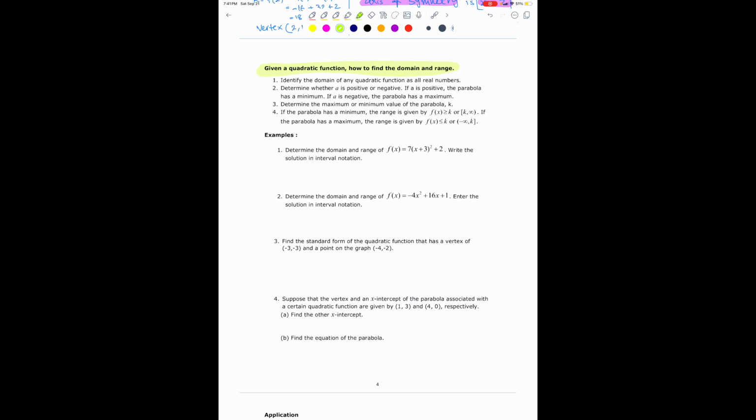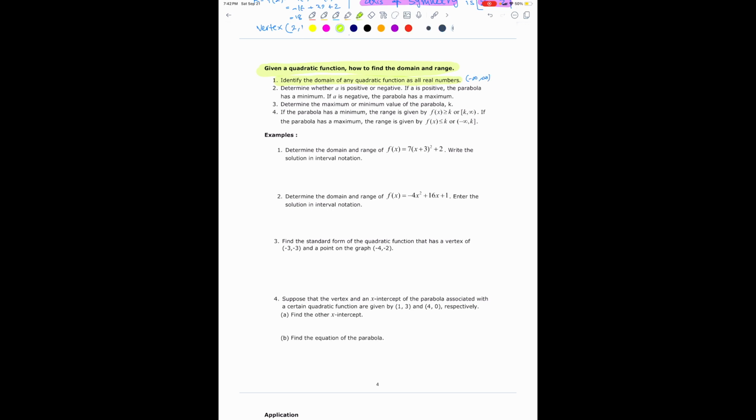When we find the vertex and determine if the parabola opens upwards or downwards, we will be able to determine the range algebraically as well as the domain. So the first step in order to determine the domain and range is to identify the domain of any quadratic function as all of the real numbers. That does not change. It's a fact. We know that the domain of any quadratic function is from negative infinity to positive infinity, which is basically all of the real numbers.